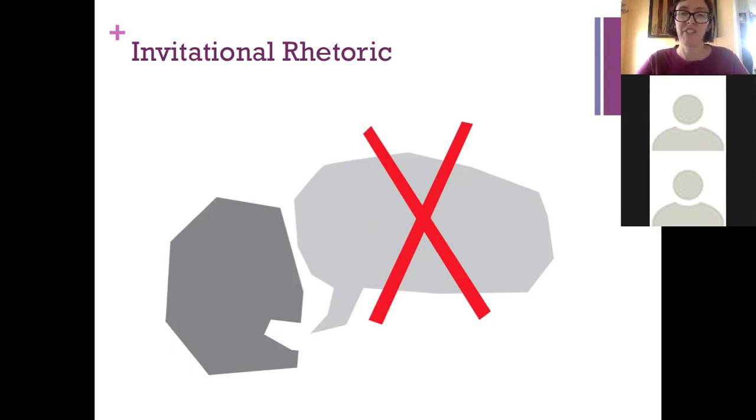So we've sort of already gotten into that idea of the goal is not to persuade. The goal is, according to them, to reach a mutual understanding about some sort of issue.